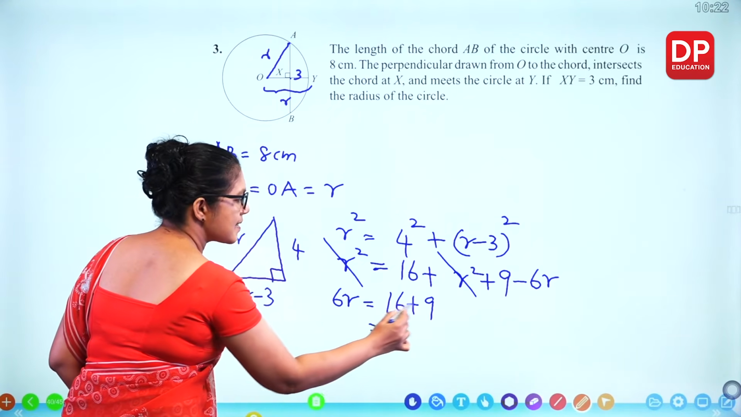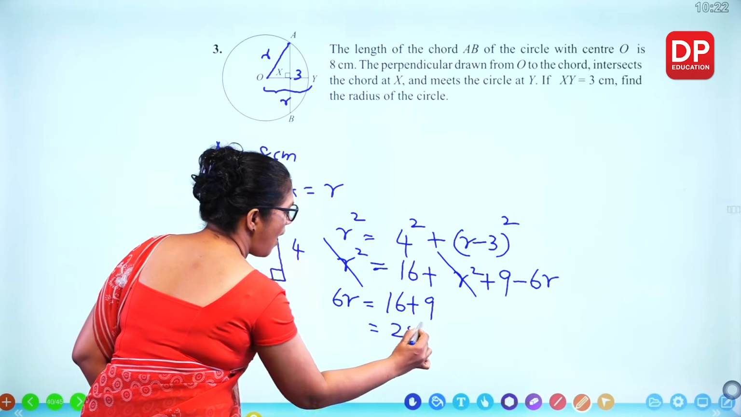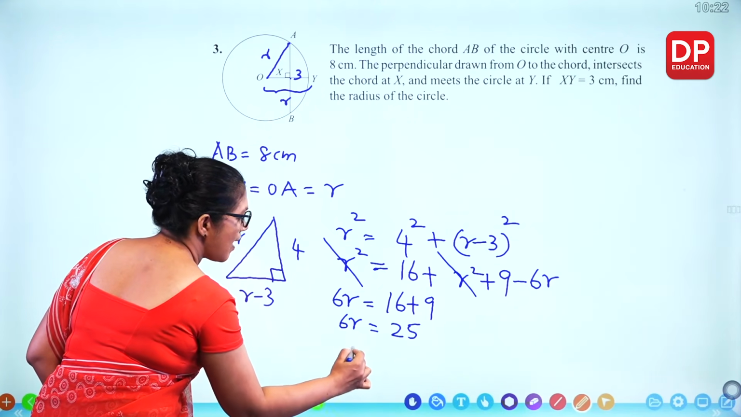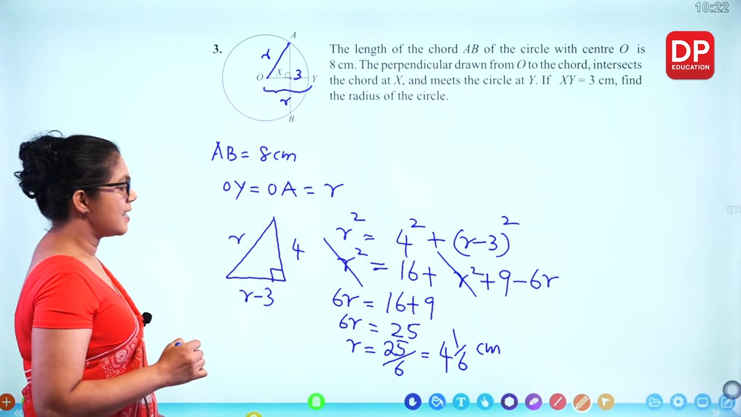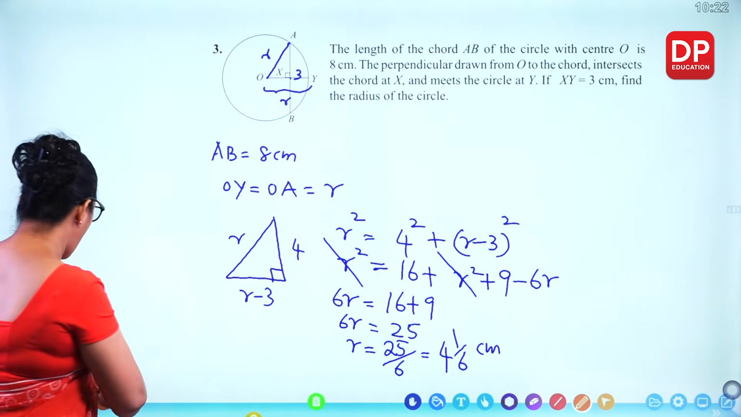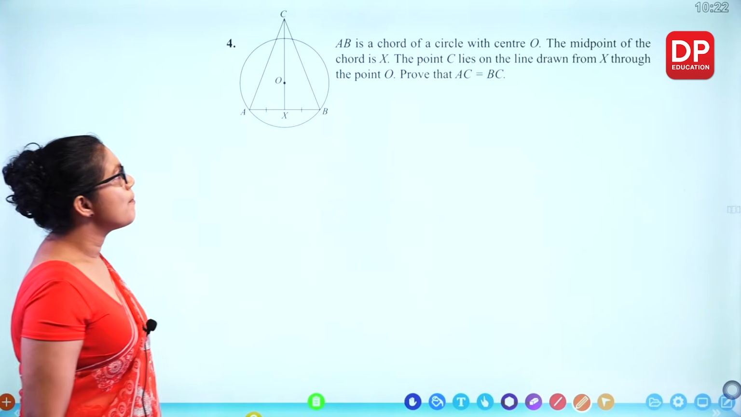So what's the answer? 16 plus 9 is 25. 6R is 25. So what's the R value? 25 divided by 6. So roughly how much? 6 times 4, 24. 4 and 1 over 6 centimeters, because the lengths are given in centimeters. Now we'll look at question number 4.